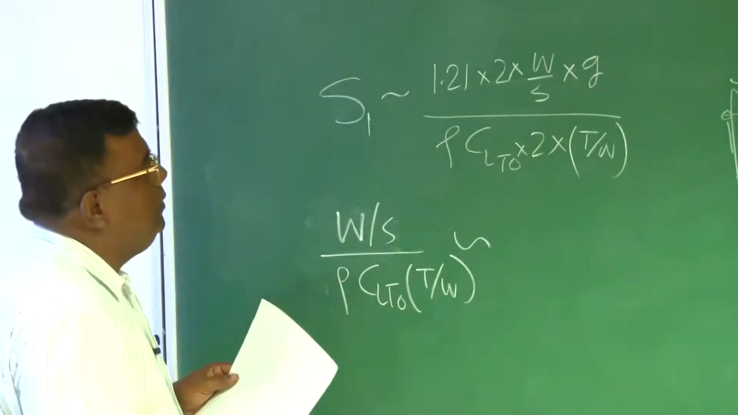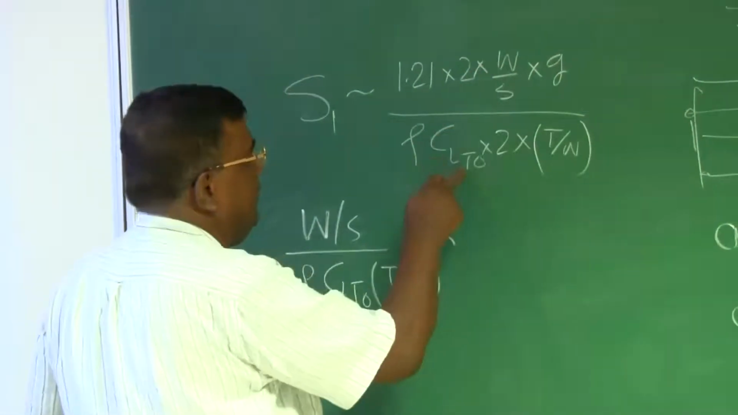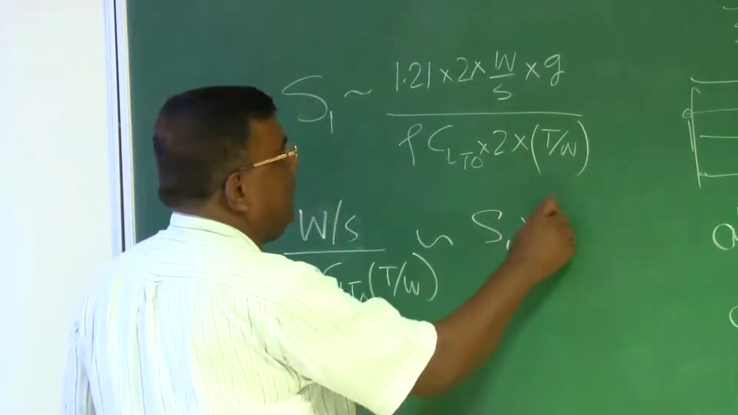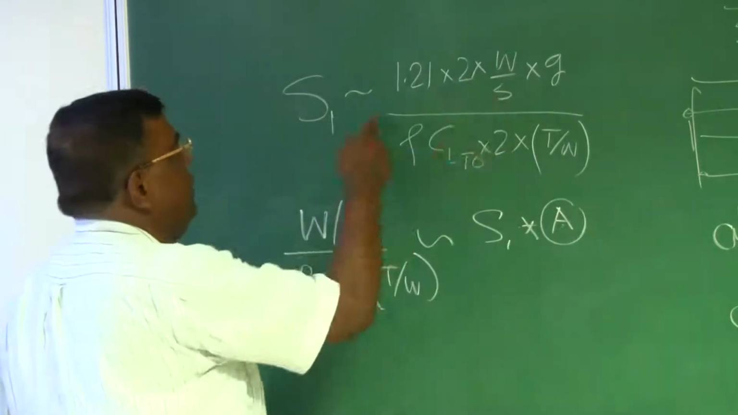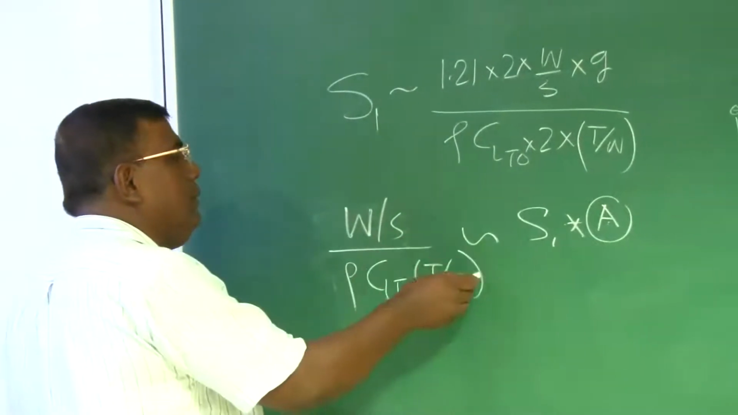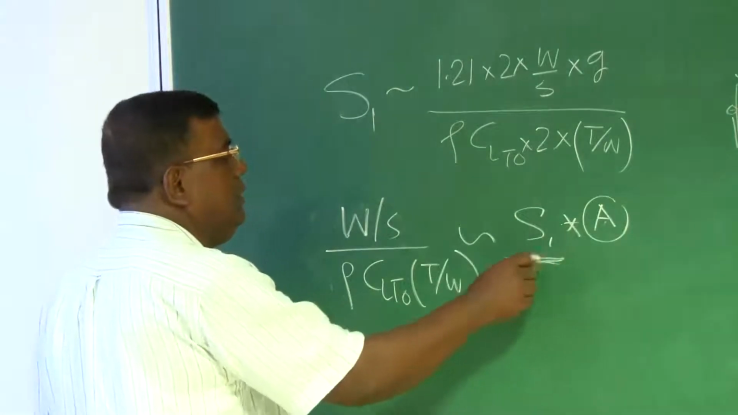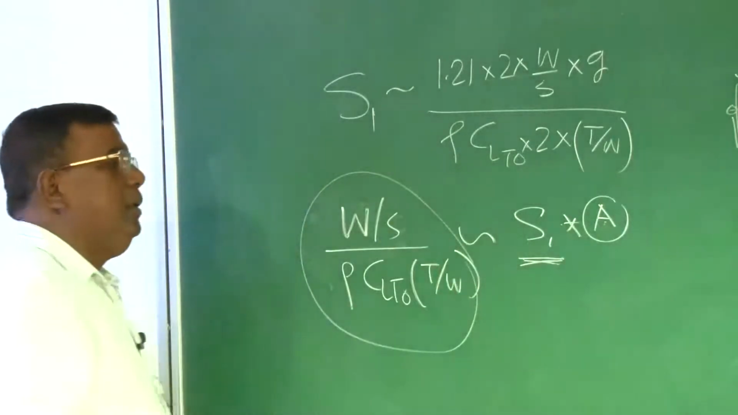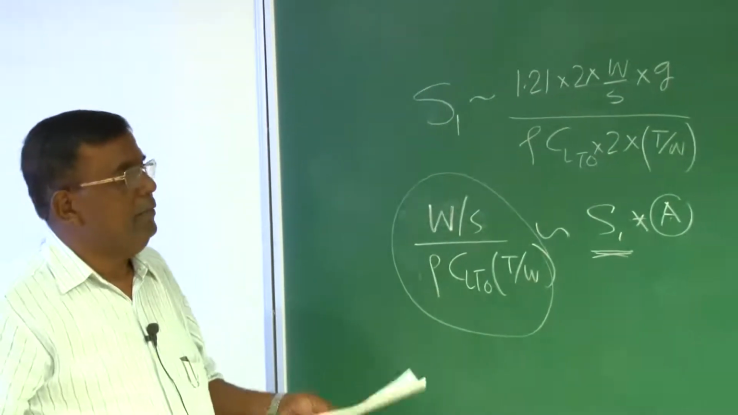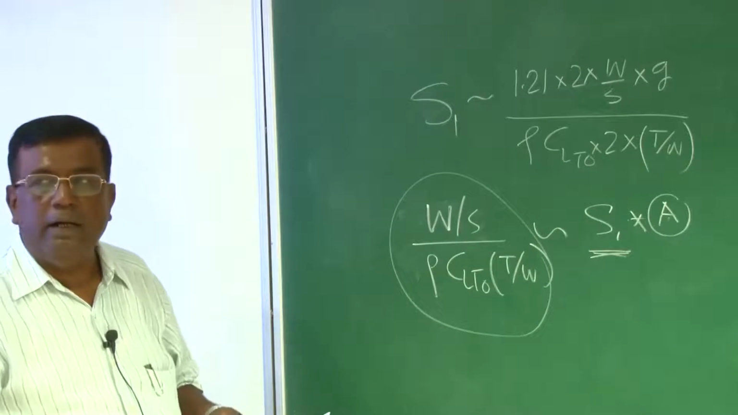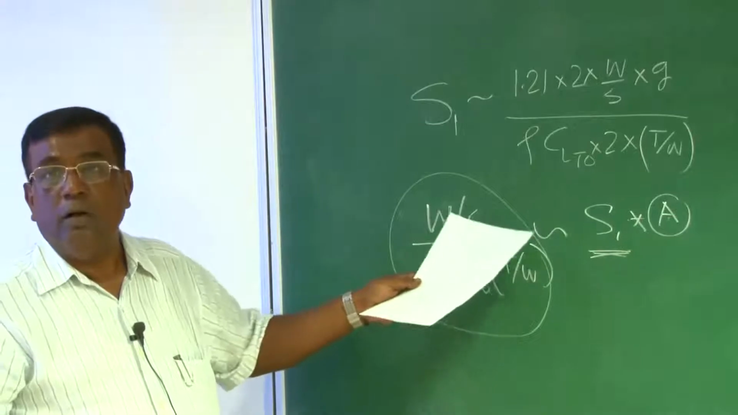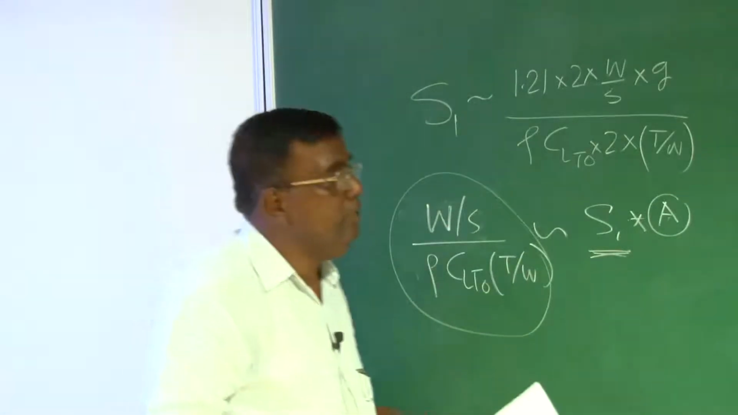This will be proportional to W by S, CL takeoff, T by W, and rho, proportional to S1 into some factor A, which you can find out from here. So the important thing is, if I plot the ground roll distance against this parameter, they will form a straight line. Right? I can do different experiments, or I can take the data from different aircraft and fit the data using this model, right? And that is exactly what has been done.